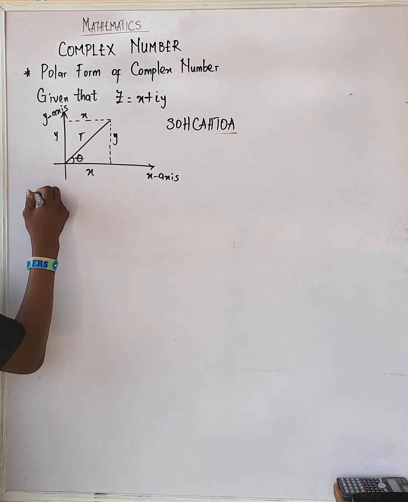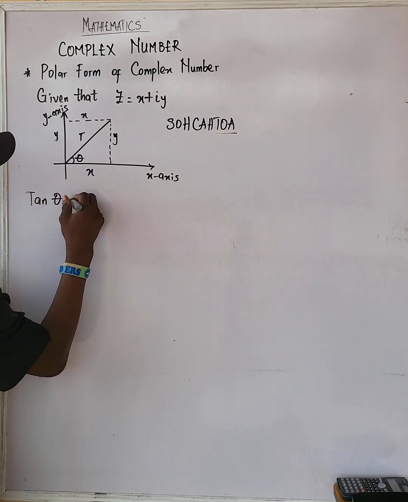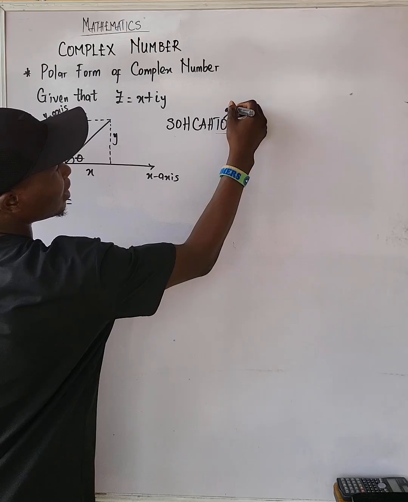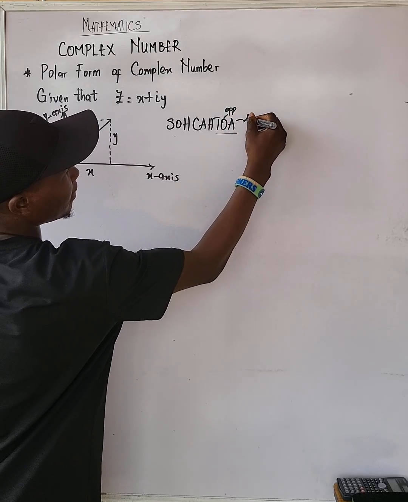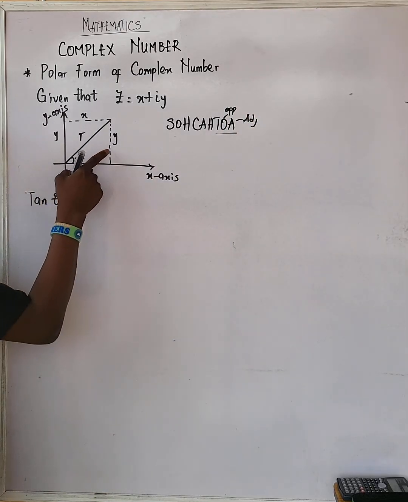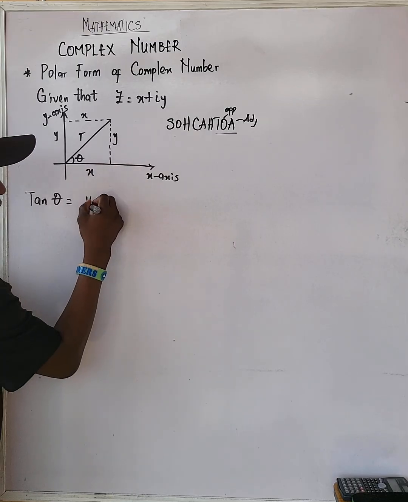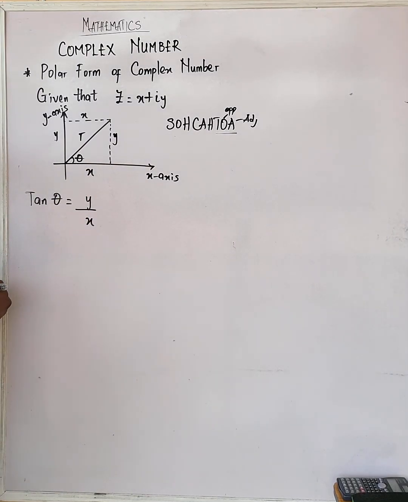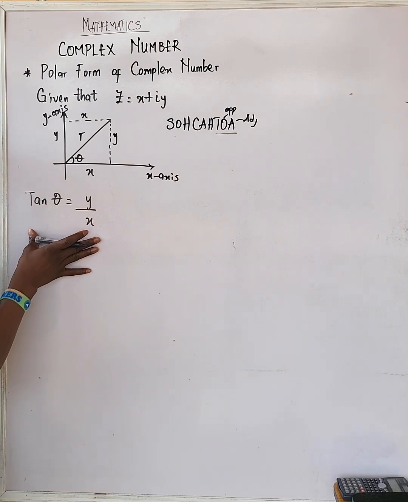So I'll say tan theta will be equal to opposite over adjacent. What is the opposite side of this angle? Which is y. Then what is the adjacent side? Which is x. Do you understand? So please keep this formula.